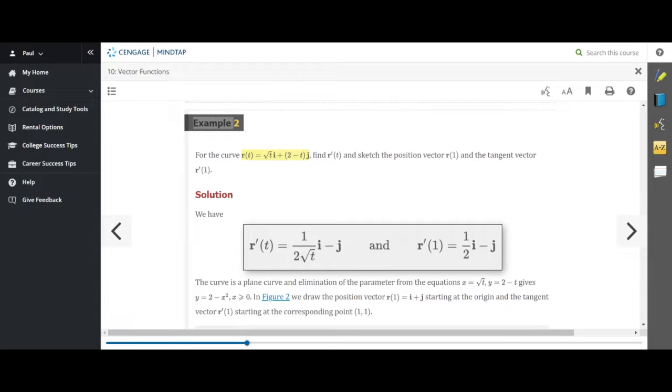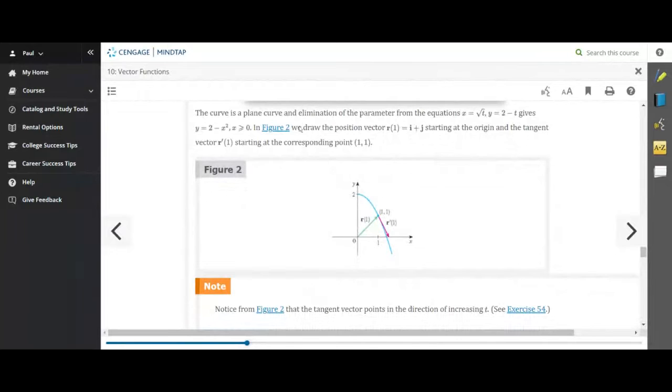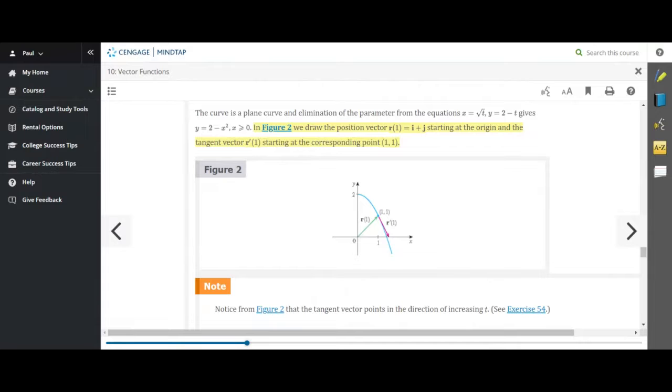So that means on the space curve, at the point 1, 1, that's when t equals 1, the tangent vector ought to be equal to 1/2 i minus j, which is r prime of 1. And that's very clear from the picture. So they say here in figure 2, we draw the position vector, r of 1, starting at the origin, and then the tangent vector, r prime of 1, starting at the point 1, 1.